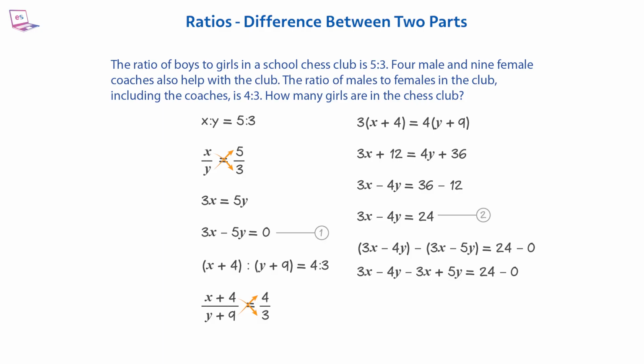The 3x terms cancel out, and we get minus 4y plus 5y equals 24. Minus 4y plus 5y equals y, and therefore y equals 24. Y equals 24. So, there are 24 girls in the chess club.